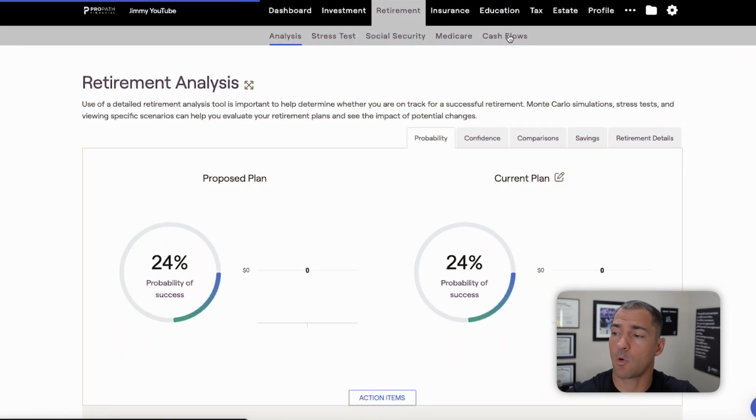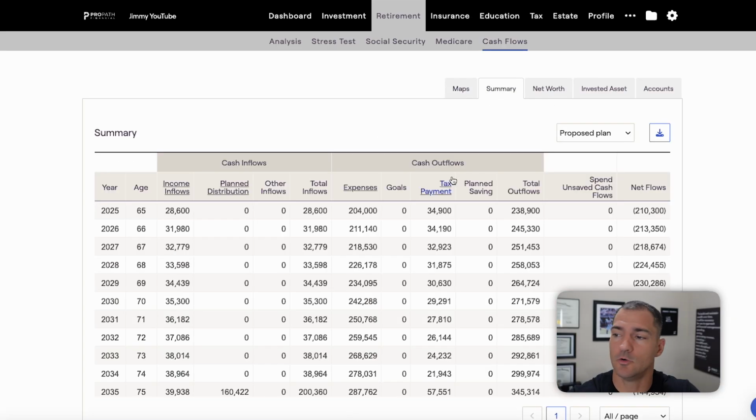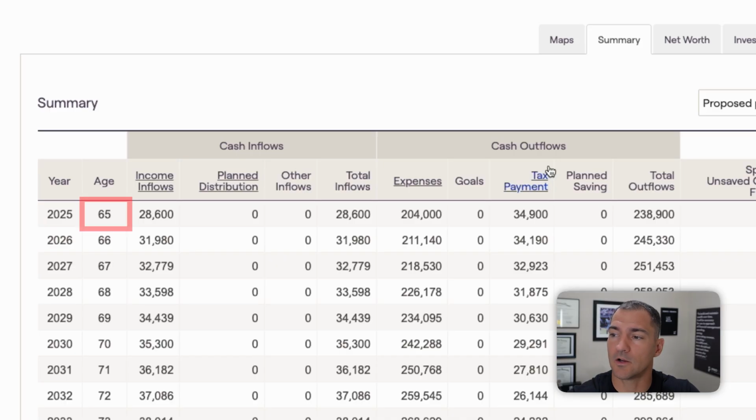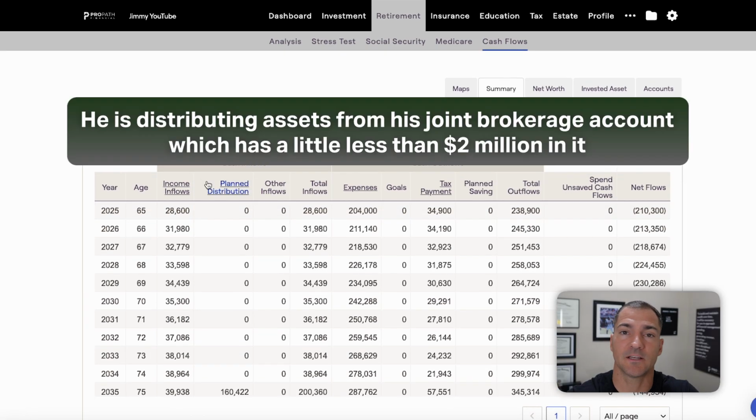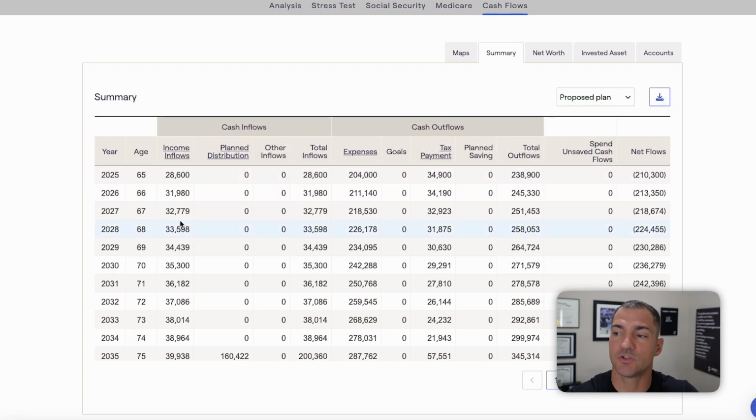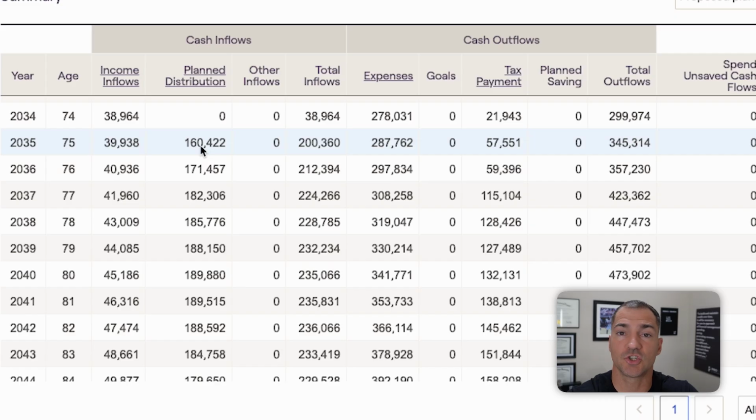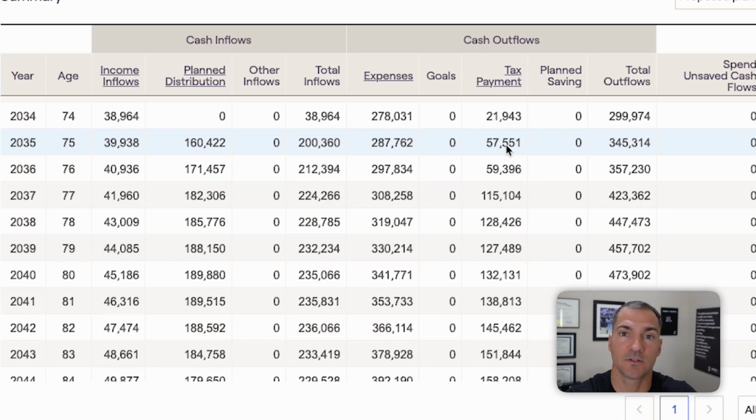So in continuing our discussion on required minimum distributions, here it is in practice. You can see here this person, Jimmy YouTube, is 65. But if we scroll down here, you can see the income coming in is just Jimmy's Social Security. And to meet his needs, he's distributing assets from his joint brokerage account, which has a little less than $2 million in it. But you can see here when he turns 75, required minimum distributions start. And overnight, his tax bill more than doubles because he's actually having to mandatorily distribute more assets than he needs in retirement. These required minimum distributions increase your tax bills and are a hidden kick of income that you may not need, but will most likely have to spend in some capacity.